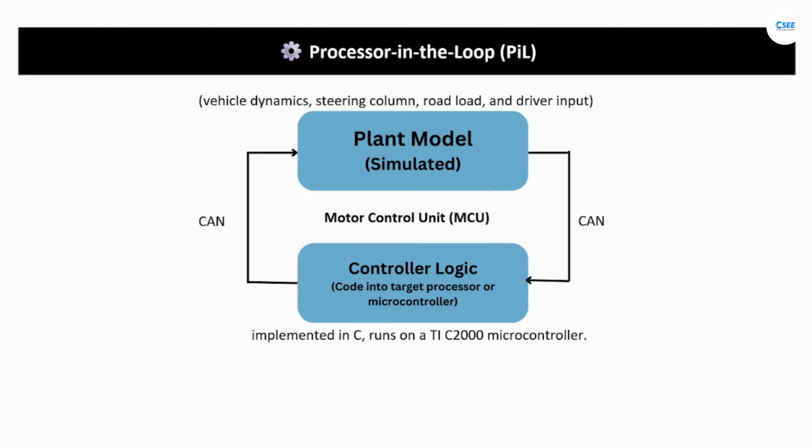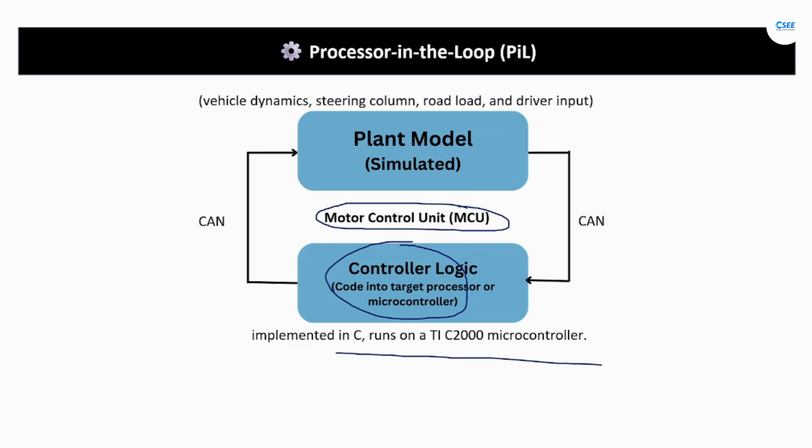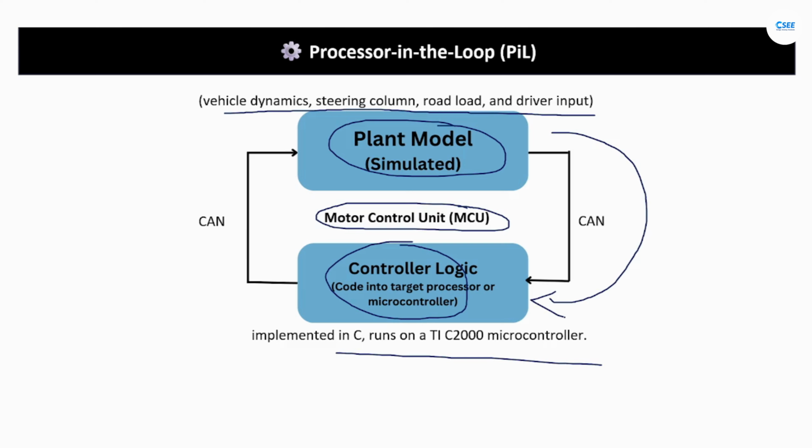Here is a quick example from the automotive world. Testing a motor control unit (MCU) for an electric power steering system. The control algorithm implemented in C runs on a TI C2000 microcontroller. The virtual steering system, vehicle dynamics, steering column, road load, and driver input is simulated on the PC. The PC sends sensor data like torque and steering angle to the microcontroller via CAN.